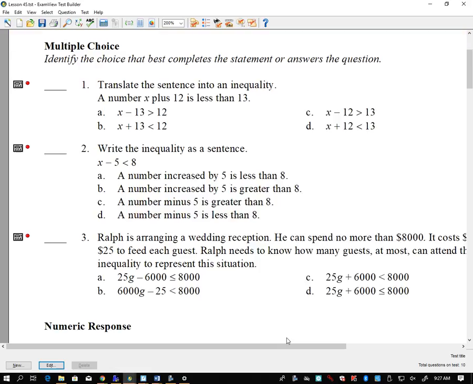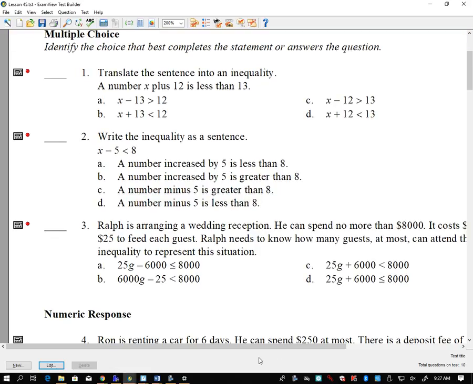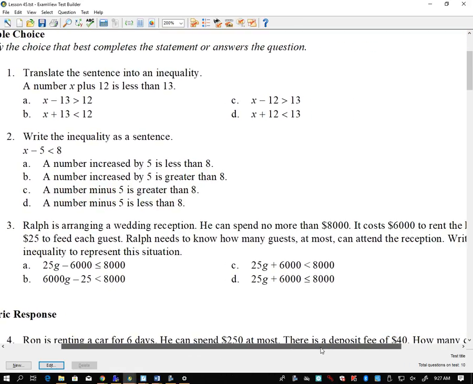All right. So we want to translate this sentence into an inequality. A number, x, plus 12 is less than 13. Okay? A number x plus 12 is less than 13. What are we going to start with? What's the first thing that you were introduced to in that sentence? You were first introduced to x, and then we saw the word plus.